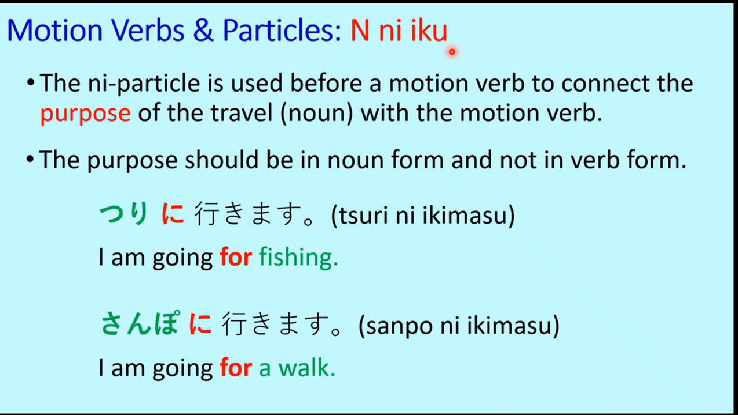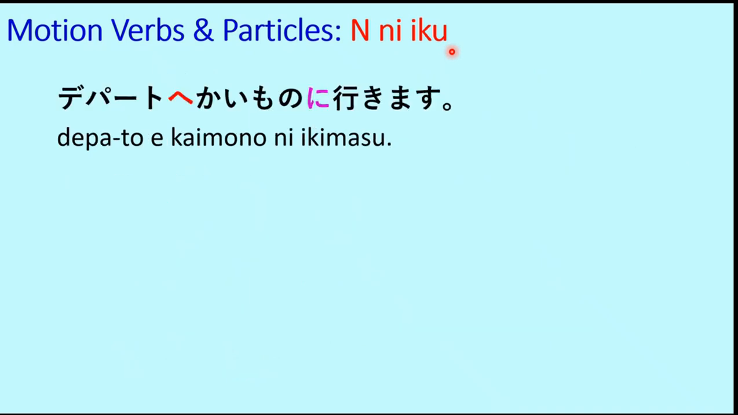Let's look at another example. Depato e kaimono ni ikimasu. Depato is departmental store. Kaimono is shopping. So kaimono ni ikimasu. This is the ni particle because kaimono is shopping, which is a noun and which is also the purpose. So the noun purpose will be connected using ni particle with the motion verb, which is ikimasu here. And the destination, the name of the place is depato.